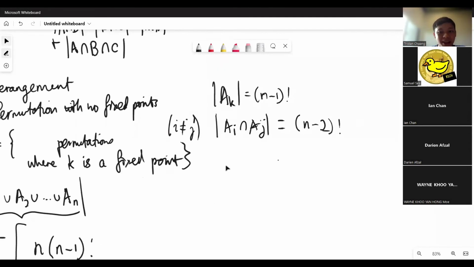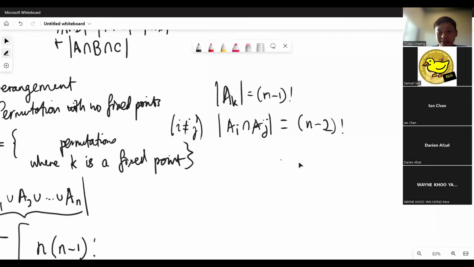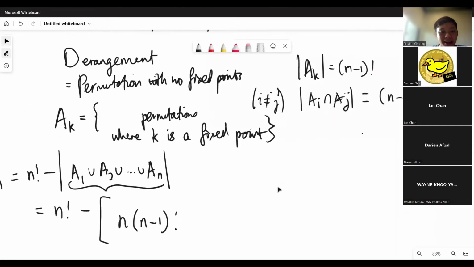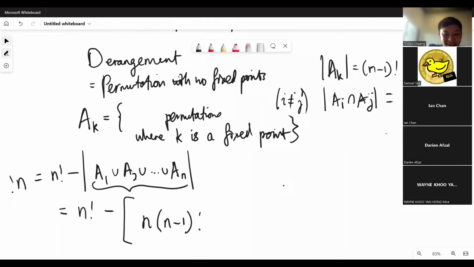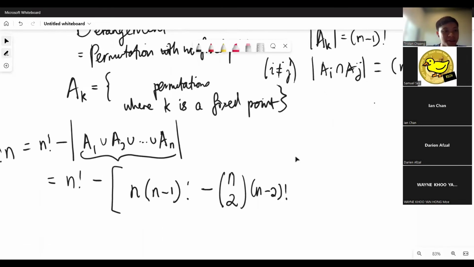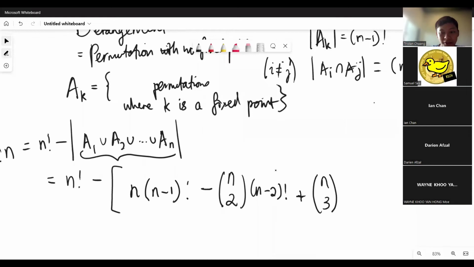But how many pairs are there? Every pair is just n minus 2 factorial. How many pairs are there? N choose 2, right? N choose 2, and then n minus 2 factorial. So what's the third term? The third term is n choose 3 triples. Every triple's intersection's cardinality is n minus 3 factorial. And so on, until we reach the last term where it is 1.